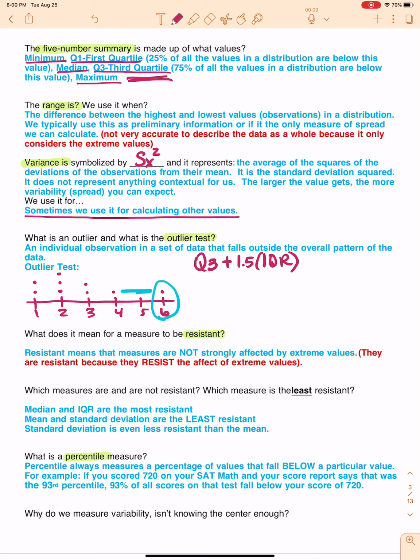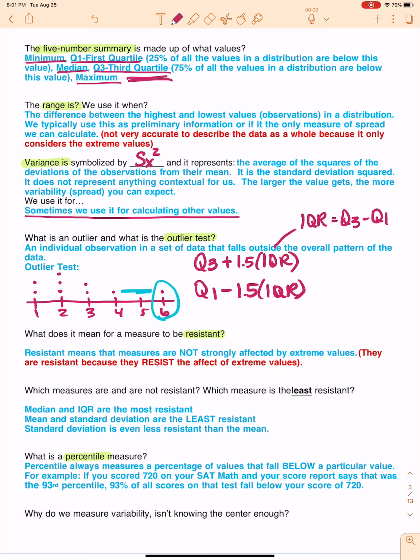IQR. If you'll remember from my last instructional video, the IQR is the measure of spread we use for a non-symmetrical set of data, and it is Q3 minus Q1. So it's the third quartile value minus the first quartile value. Okay, the other piece to the outlier test, because there are two parts to it, is Q1 minus 1.5 times the IQR.